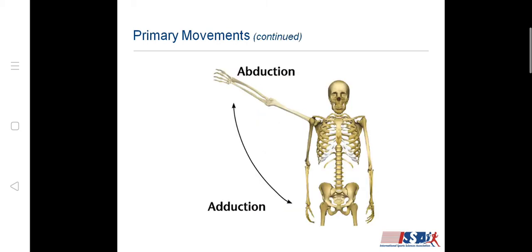Abduction is movement away from the midline of the body. Adduction is movement toward the midline of the body. Raising your arms out to the sides is an example of abduction, whereas lowering them back down is adduction.